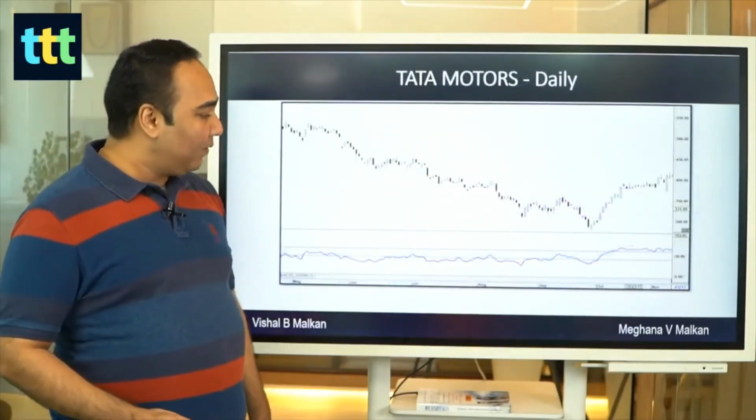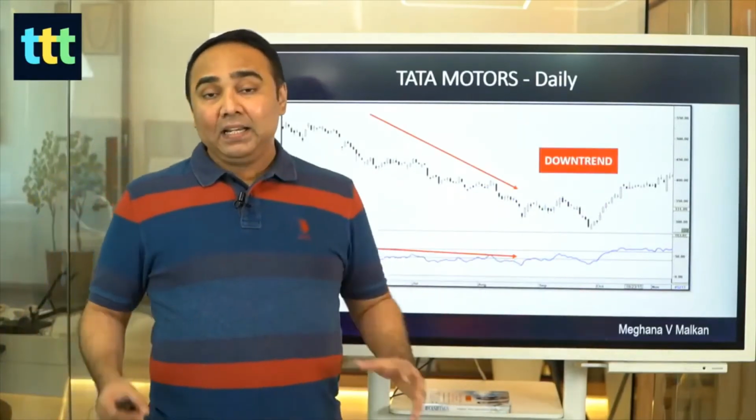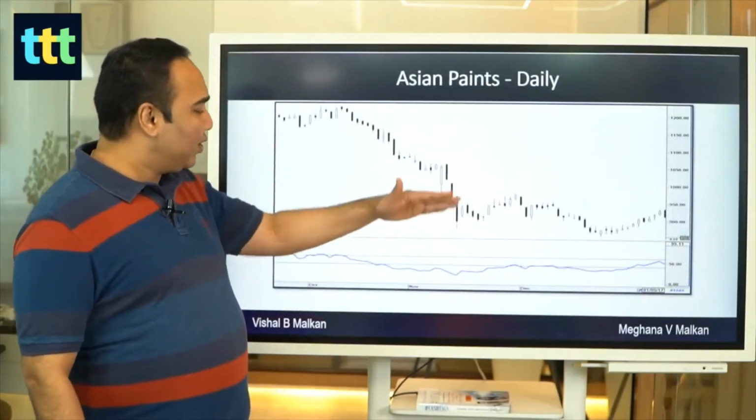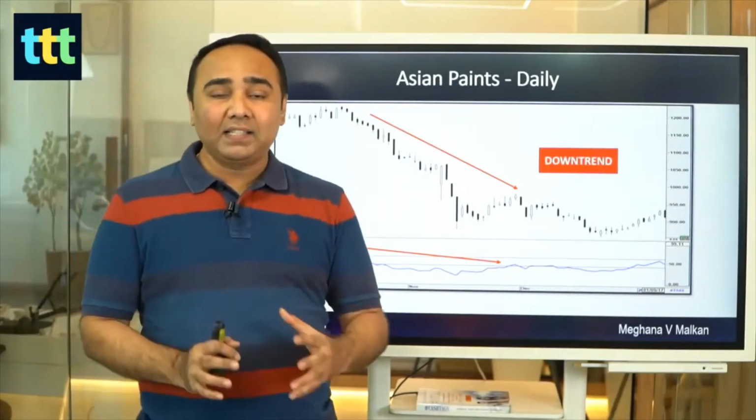Now let's look at some examples from the downward trend. Below 40 is completely downtrend. Downtrend below 40. Look at this one, Asian Paints, downtrend, daily chart. So this is how RSI works.